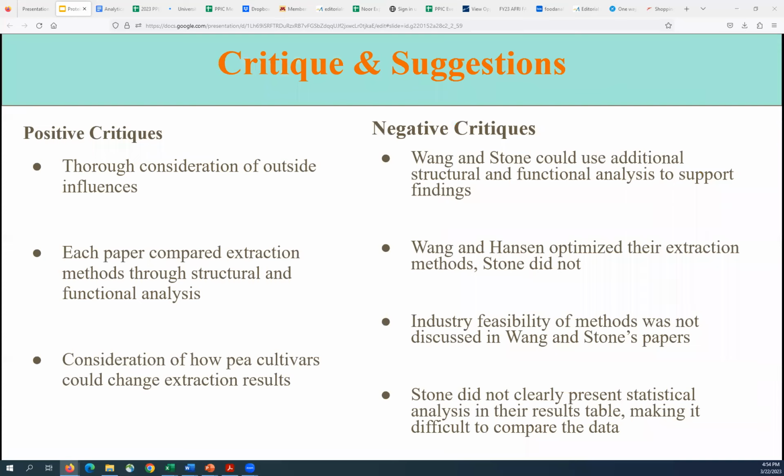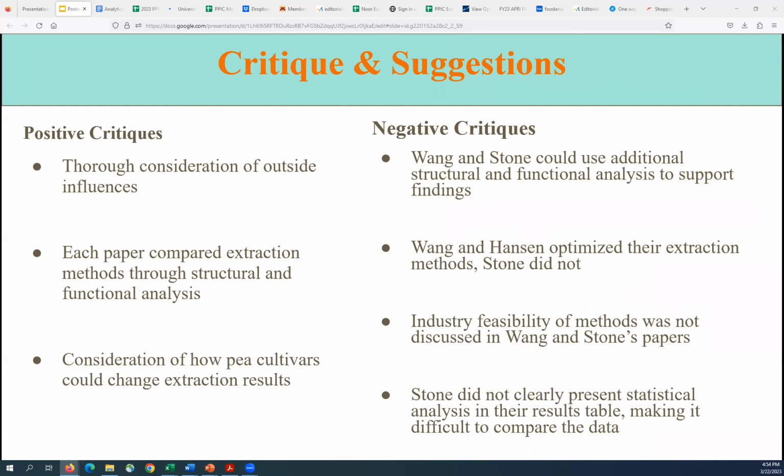Critics and suggestions. Positive critics: throughout, consideration of outside influences. Each paper compared extraction methods through structural and functional analysis, and considered how pea cultivars could change extraction results.